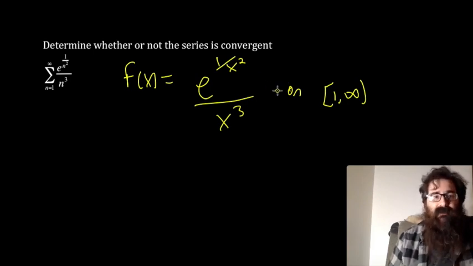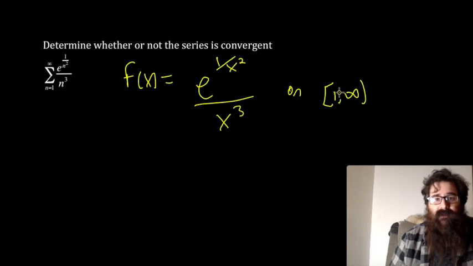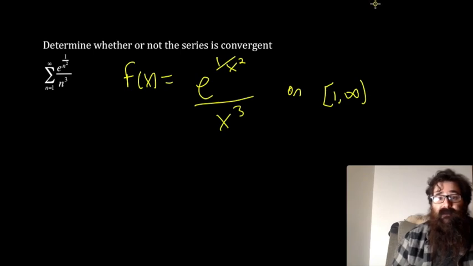Is it positive? Well, I'm only taking x values where x is positive. So x squared is positive, so I have e to something that's positive, which is going to give me something positive. And then divided by x cubed, which is positive since x is positive. So I have something positive divided by something positive. So we could make a similar argument to what we did earlier, saying the quotient of positive things is going to give me something positive out, right? So it is positive on the interval.